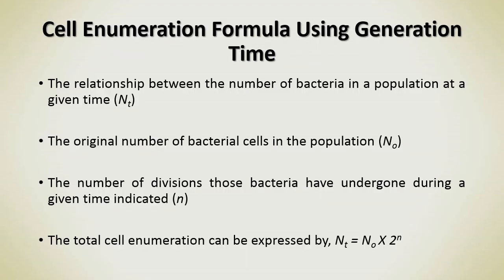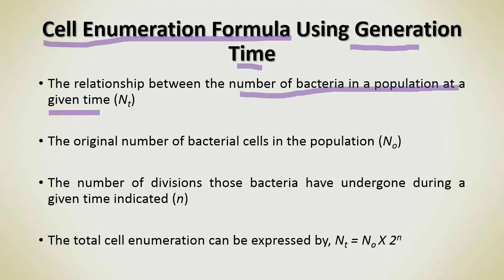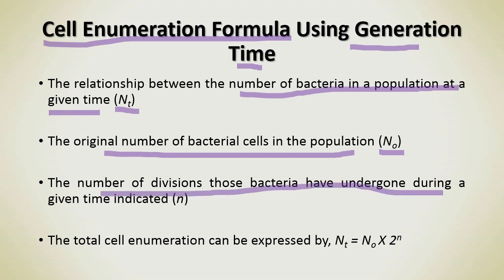Okay, let's look at how we can calculate the number of cells, using the cell enumeration formula with generation time. The relationship between the number of bacteria in a population at a given time is Nt. The original number of bacterial cells in a population we call N0, and the number of divisions those bacteria have undergone during a given time we call n. So the formula can be expressed as Nt = N0 times 2 to the power of n.